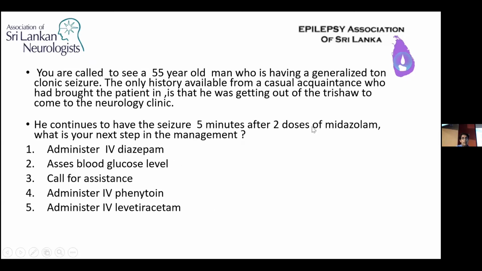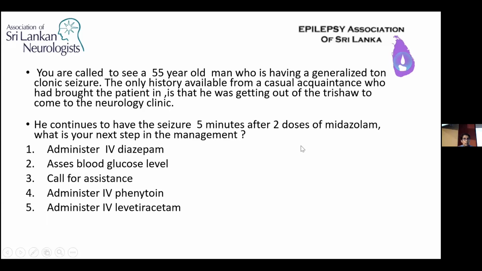Okay, so the third question is, he continues to have seizures 5 minutes after 2 doses of midazolam. What is your next step in the management? So now we are in trouble: 2 doses of medication given already, midazolam, and the patient continues to have a seizure. So administer intravenous diazepam, assess blood glucose level, call for assistance, administer intravenous phenytoin, administer intravenous levetiracetam. Again, all the answers are like we are looking for the best and the most correct step to take at that particular time. So we are talking about the second line administration of medication.